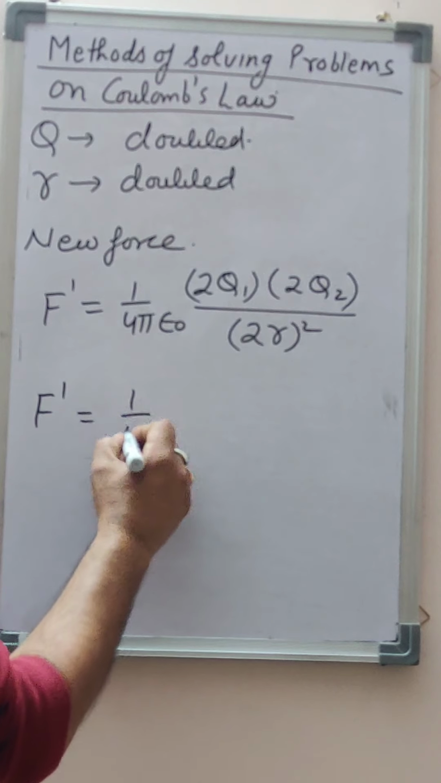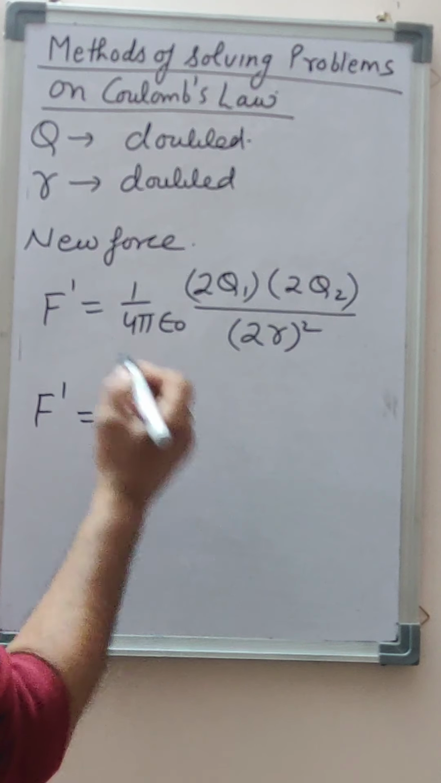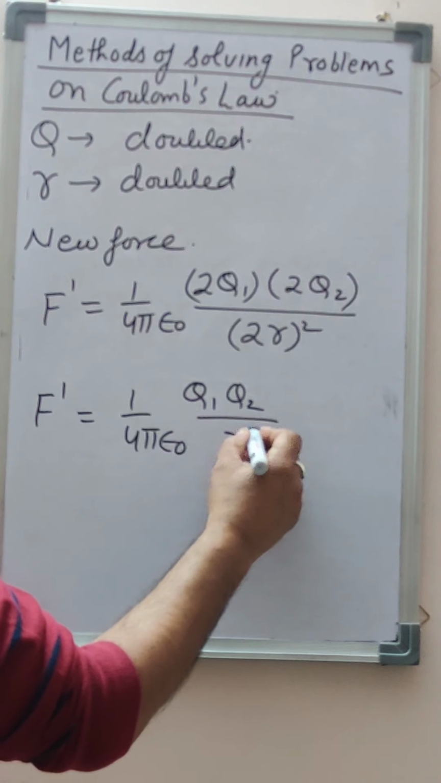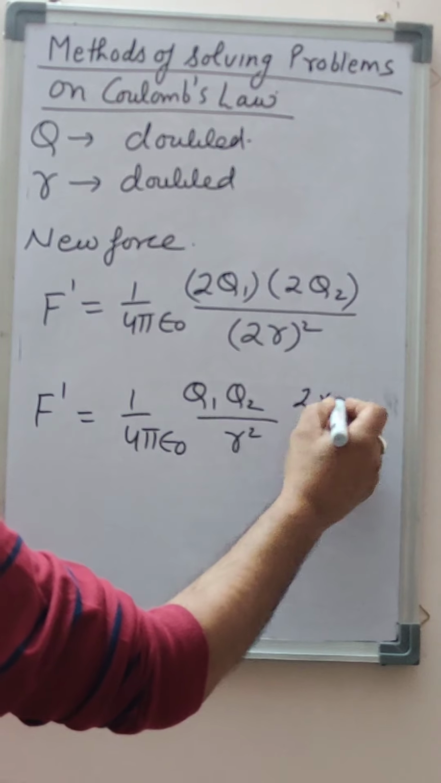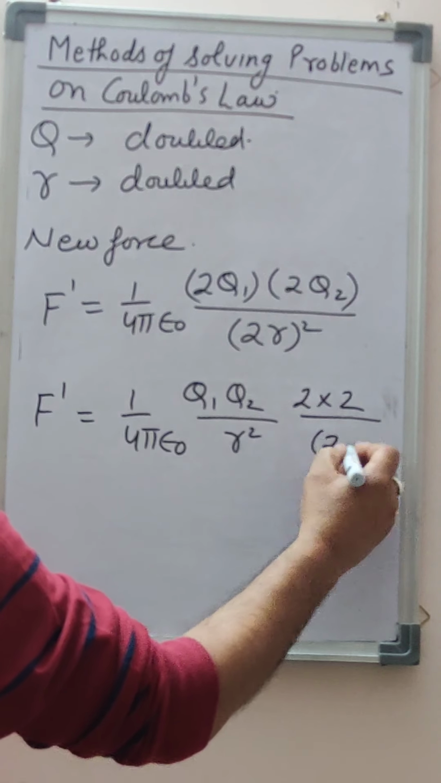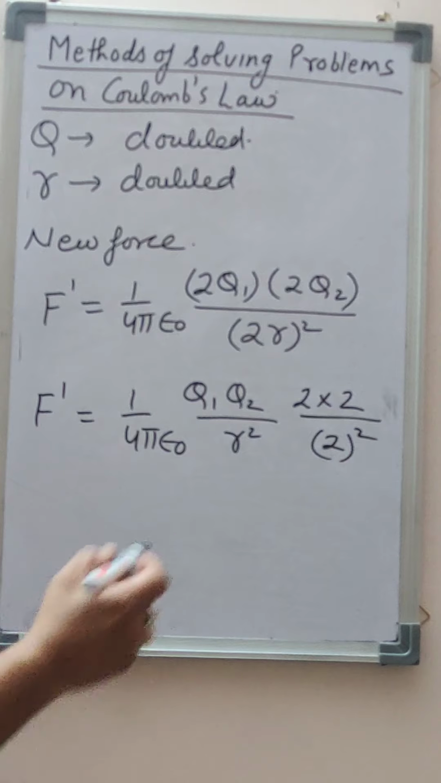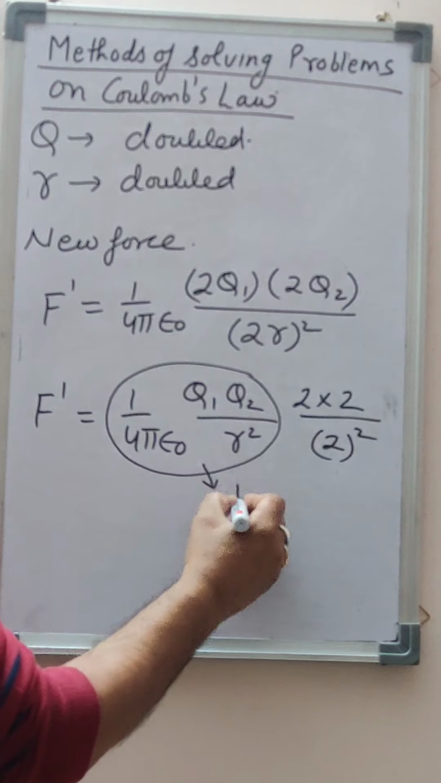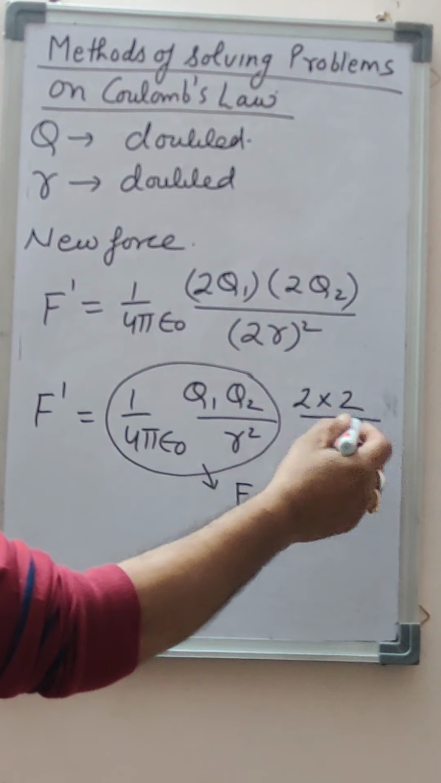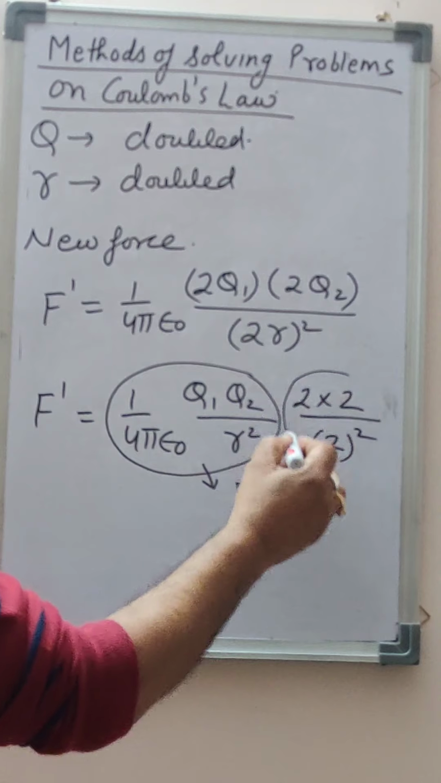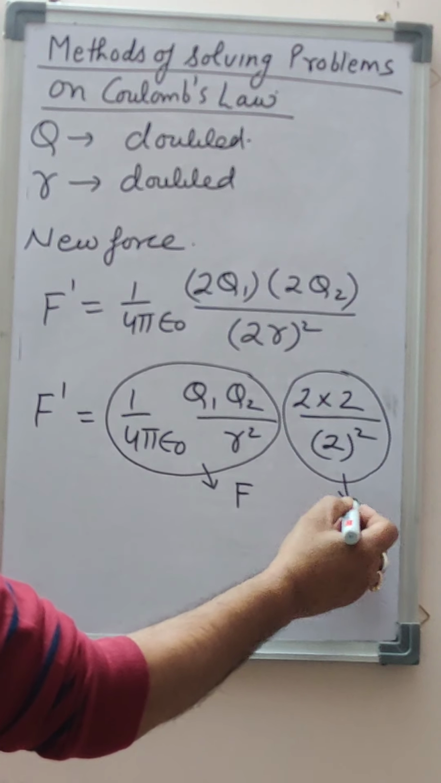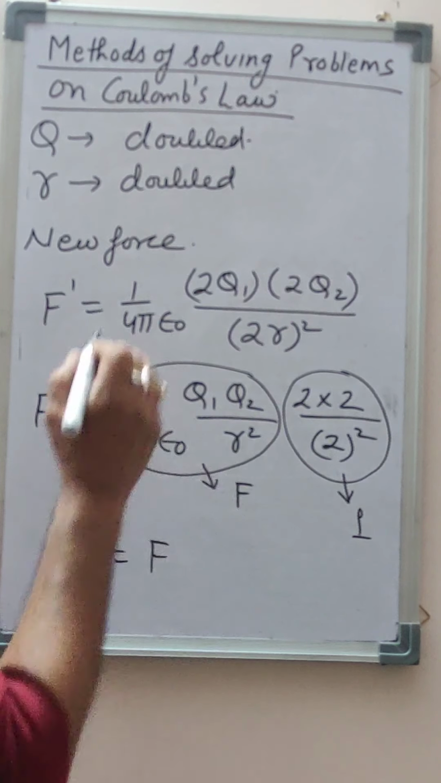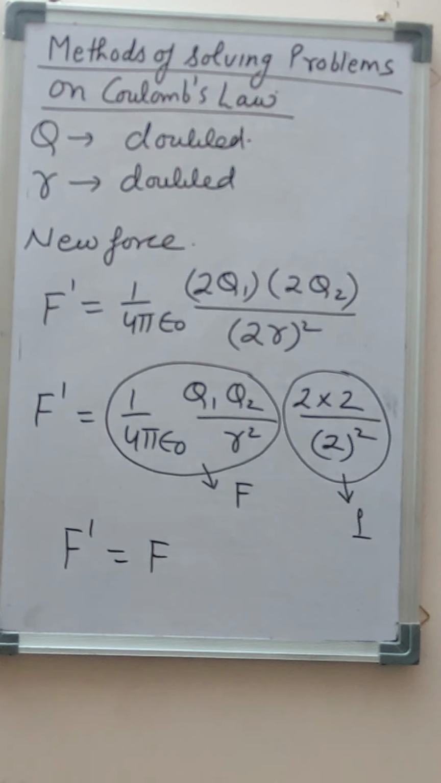Separate the numerical values. 1 by 4 pi epsilon naught q1 q2 upon r square, 2 into 2 upon 2 square. This is the initial force F, and this cancels out to be 1. On solving this, you will be getting 1. So new force will be equal to initial force.